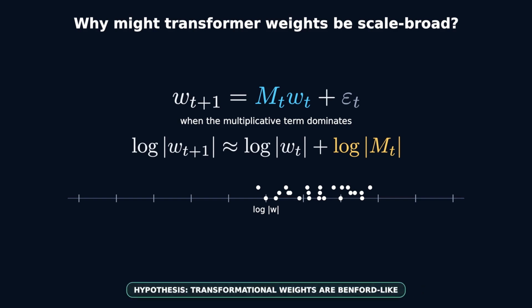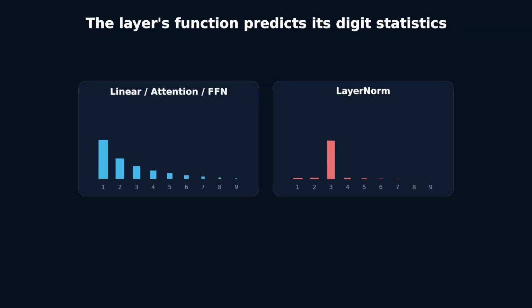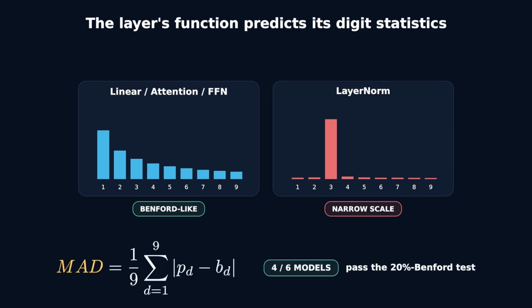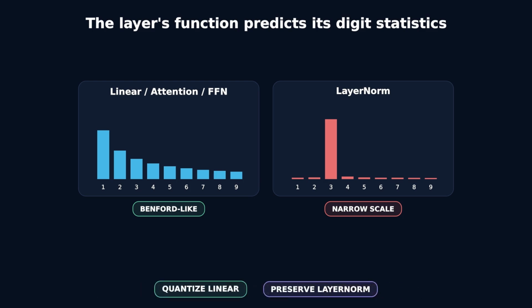The paper tests this layer by layer. Linear weights in attention and feed-forward blocks closely track Benford. Layer norm, however, contrasts sharply. Its parameters occupy a narrow scale and concentrate on one first digit. 4 of 6 models pass the 20% Benford test, motivating us to quantize transformations while preserving layer norm.